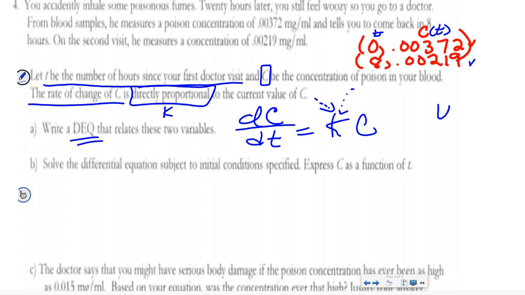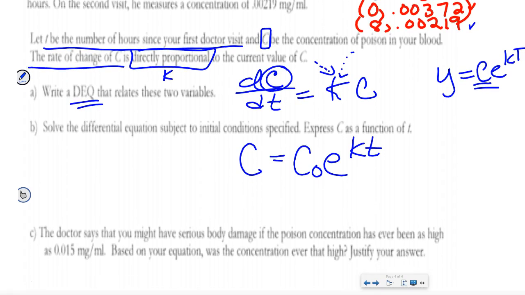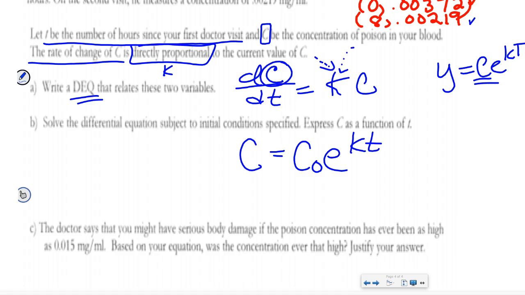Y equals sect, but you have to understand what those stand for. This is what I'm solving for, in this case the concentration of poison in my blood, is equal to C sub 0, the starting amount, e to the kt. There it is. I didn't solve it subject to the initial conditions. What that means is you need to go fill in your missing constants. We have this one, which is handed to us, and we have the constant of proportionality, which we need to find.